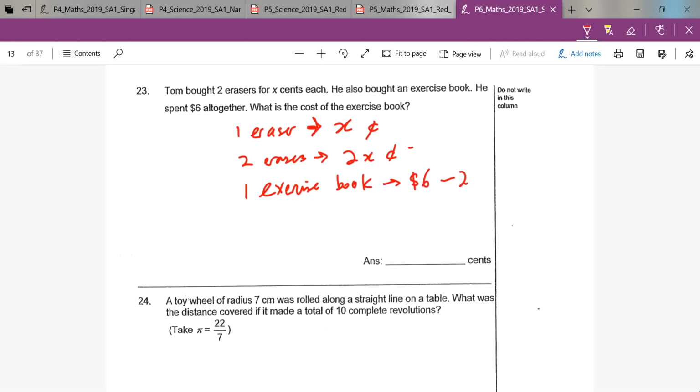Let's convert it to dollars first. Sorry, I realized that this one asks for cents, so you have to convert the $6 to cents, in fact, not the other way around. So this one will be 600 cents minus 2x cents. That will be 600 minus 2x cents.